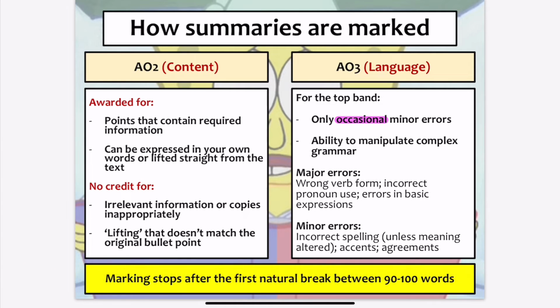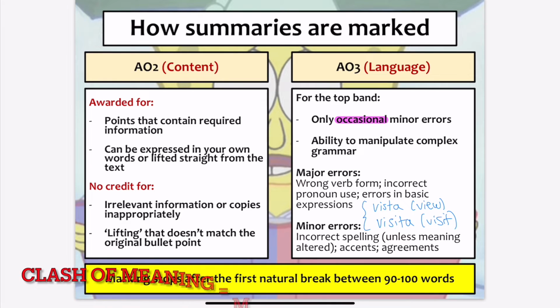So I'll give you an example. If we've got vista, which is a view, one word that often gets confused with, and spelled wrong, is visita, which is a visit. So if we wanted to talk about the visit, but I wrote vista, view, instead, then that would be classed as a major error because that is confusing. I'll be reading view instead of visit.